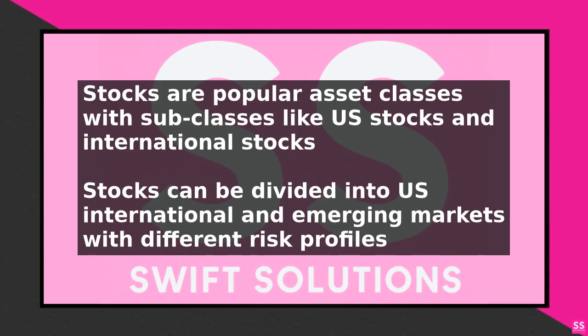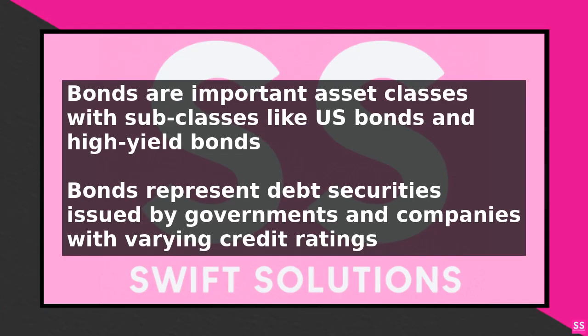Bonds are another important asset class on the Betterment platform. Bonds can be divided into different subclasses such as U.S. bonds, international bonds, and high-yield bonds. U.S. bonds represent debt securities issued by the U.S. government and companies, while international bonds represent debt securities issued by foreign governments and companies. High-yield bonds represent debt securities issued by companies with lower credit ratings and offer higher returns to compensate for the higher risk.